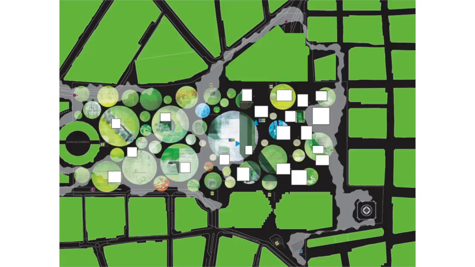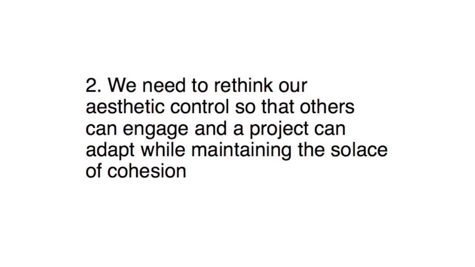So I can give a Fidel Castro length talk about circles some other time, but I will not do that now. The second part is we need to rethink our aesthetic control so that others, communities, scientists, politicians can engage and the project can adapt while maintaining in a way the solace of cohesion. I think there's something about architecture and our built environment in giving solace, in giving that we feel protected by it.